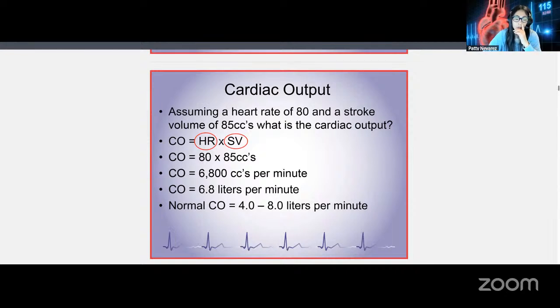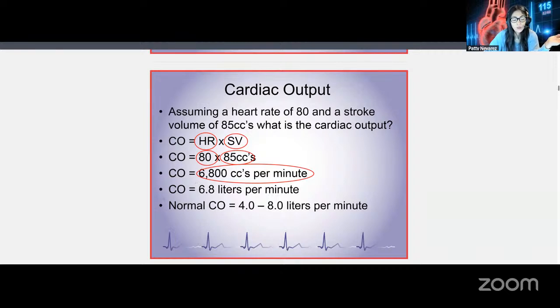Okay, so it says here, assuming that my patient has a heart rate of 80 and a stroke volume of 85 cc's or milliliters, all I'm going to do is multiply 80 by 85. And my result is going to be 6800 cc's per minute, which is 6.8 liters per minute, right? Remember, cc's are equal to milliliters. So this patient will be doing 6.8 liters. And if you know 5 is normal, that means this patient is a super patient, right?